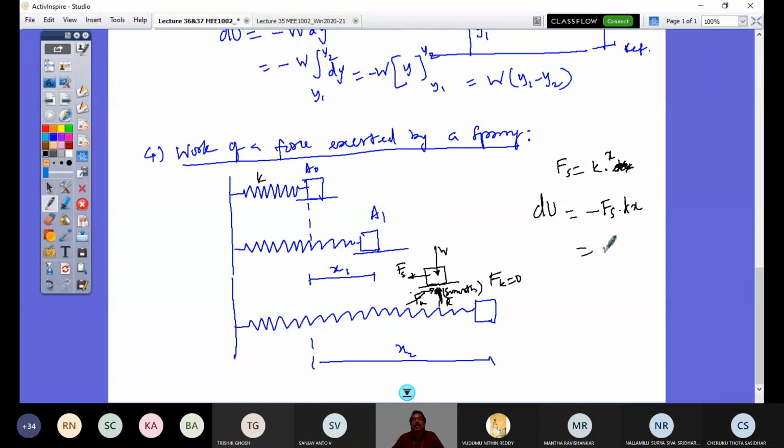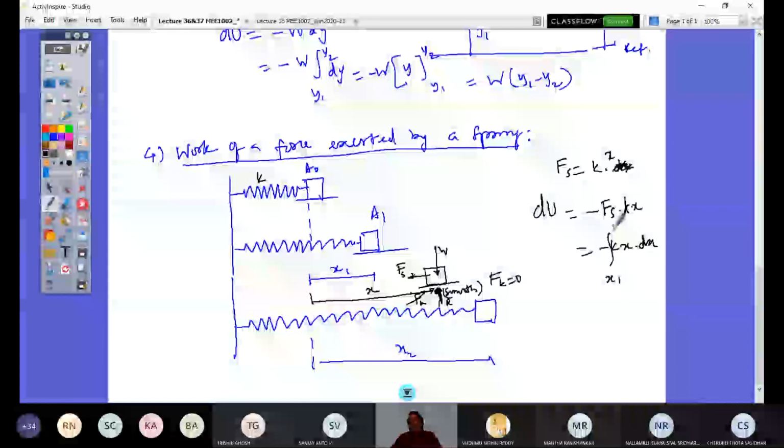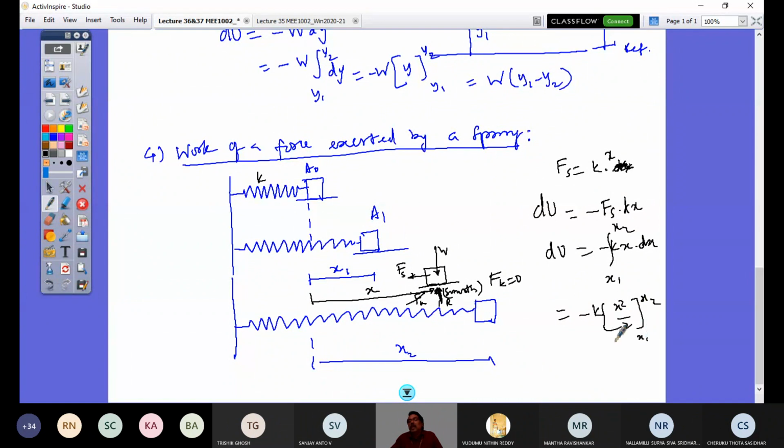So displacement x is what, at any point of time from here, I consider as displacement x. So k into x is the spring force. If I substitute that here, it is kx dx, going from x1 to x2, and that is dU. So if I work this out, I'm going to get k into x squared by 2, going from x1 to x2. So I can rewrite it as half k x1 squared minus half k x2 squared. This is what is dU.